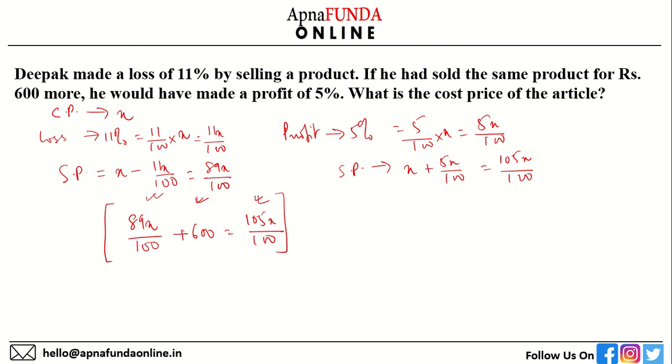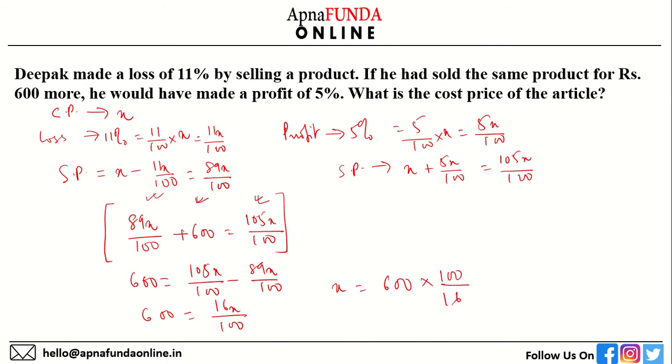Now let's solve this. 600 is equal to 105X by 100 minus 89X by 100. So 600 is equal to 16X by 100. So X is equal to 600 into 100 by 16. This will be equal to 3750. This is the cost price and this is my answer. I hope you have solved along with me and this is the answer that you will get.